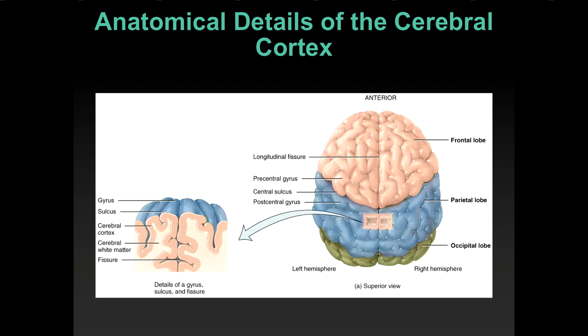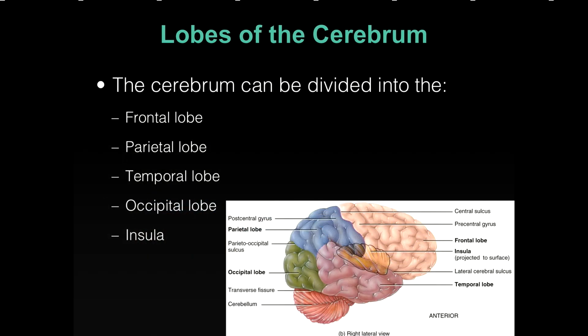So we have the anterior portion, the frontal lobe, parietal lobe, occipital lobe, which are named for the bones covering them. Not for their functions, not for any other reason. They're named for the bones covering them.